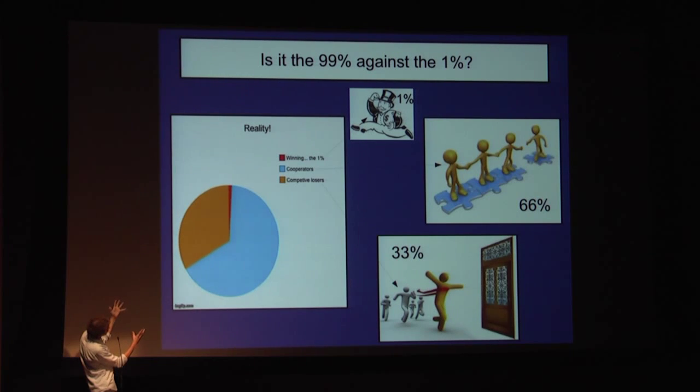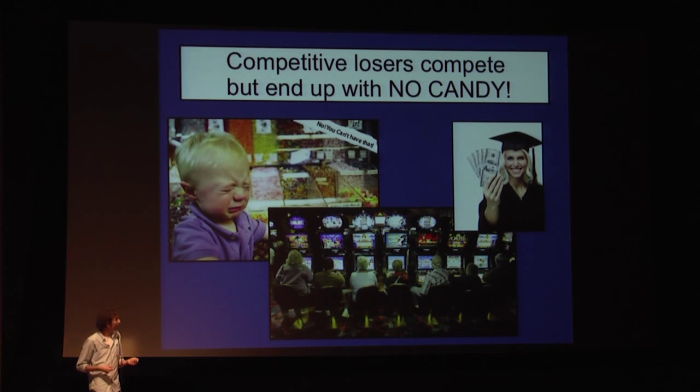Is it the 99% against the 1%? Not really. Maybe in terms of wealth, but in terms of economic behavior, it's more like the 33% that is screwing it up for all of us. They're just competing every time, mindlessly. So we need to convince these people that it's no better than standing at a slot machine just throwing your money away. The odds are almost the same.